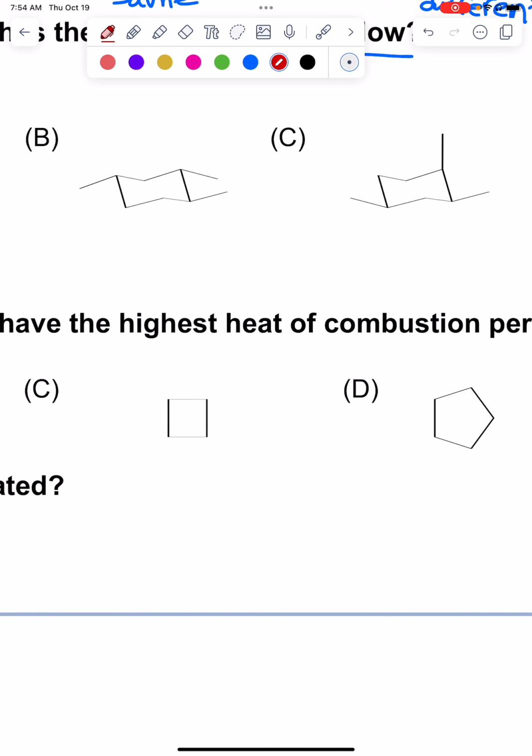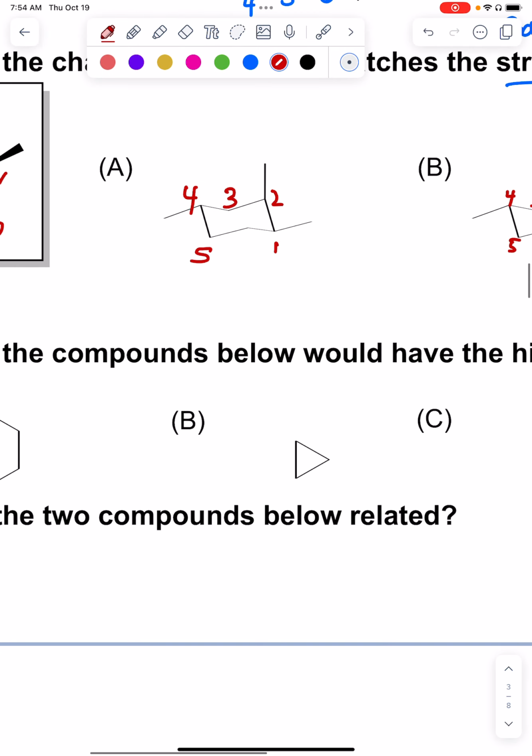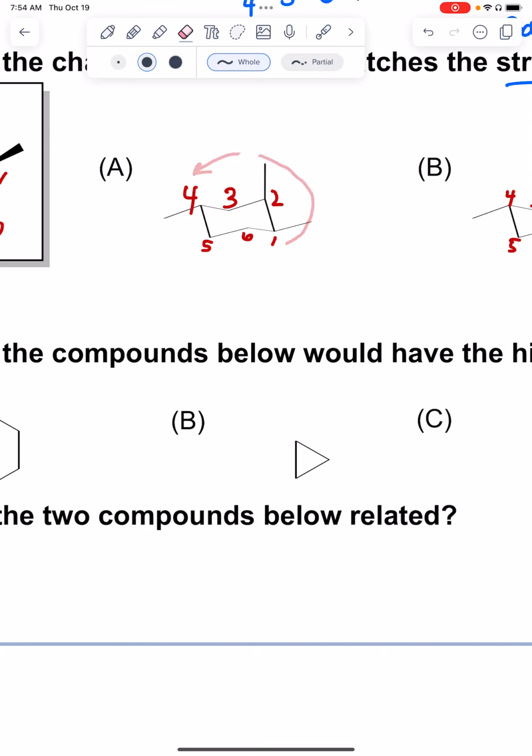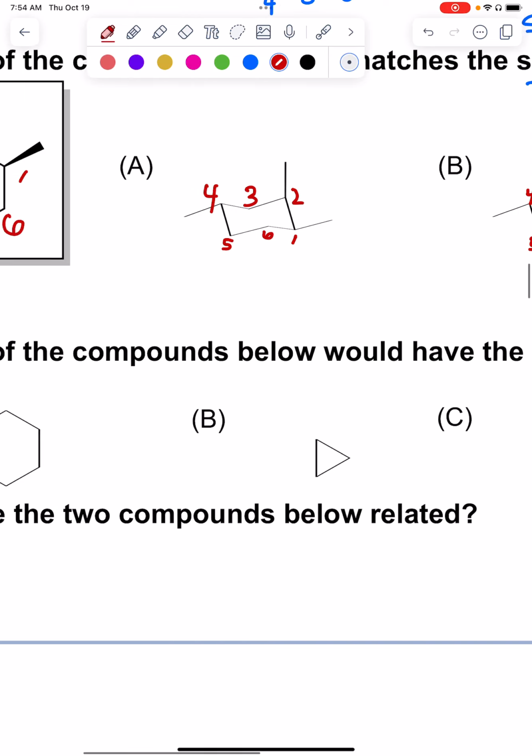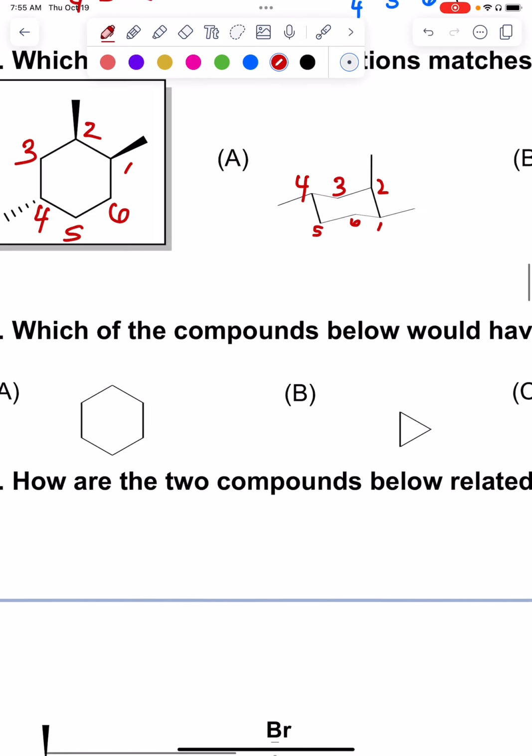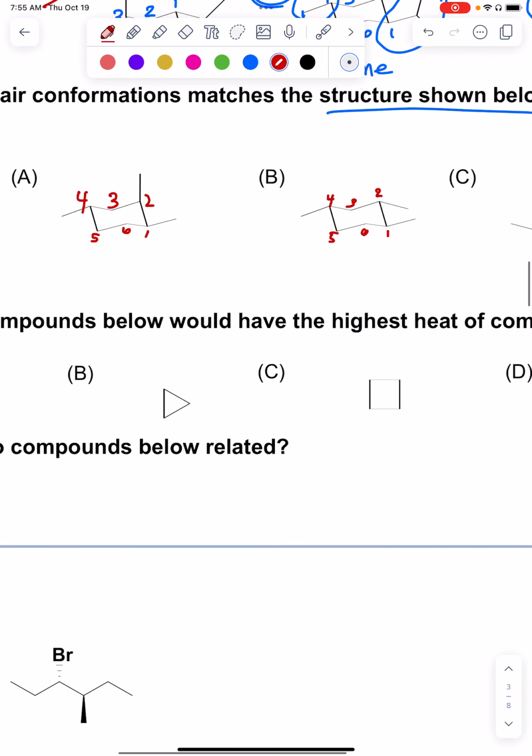I'm going to zoom in again. 1, 2, 3, 4, 5, 6. What did I forget? 6. Yeah. And remember that I've started at this one because I'm going to move to the left, and I only want there to be one carbon without any substituents on it between 2 and 4, because that's what I have, 2 and 4. And so that works. That's the way I want to go.